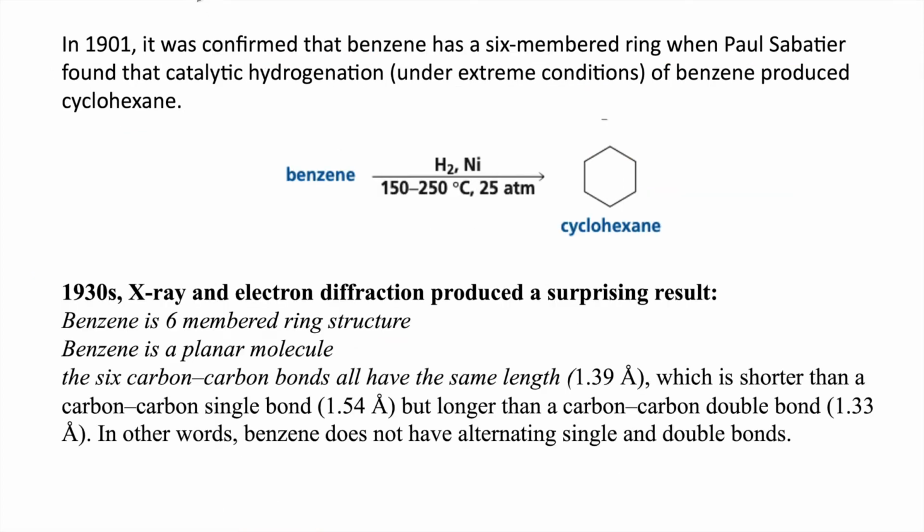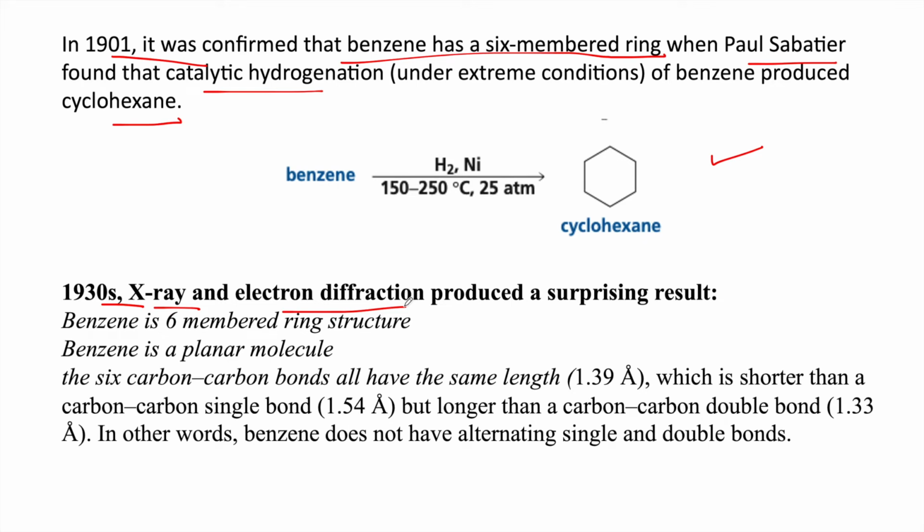In 1901 it was confirmed that benzene has a 6-membered ring, when Paul Sabatier found that catalytic hydrogenation of benzene produces cyclohexane. So by this we know that benzene contains a cyclohexane-like system with a certain degree of unsaturation. In 1930 X-ray and electron diffraction produced a surprising result.